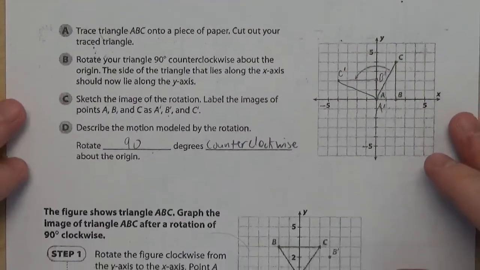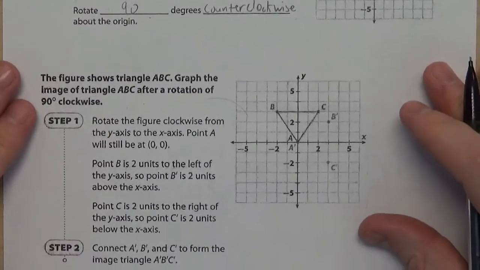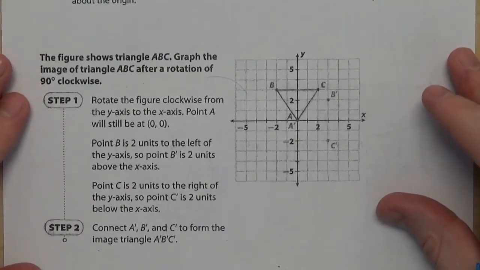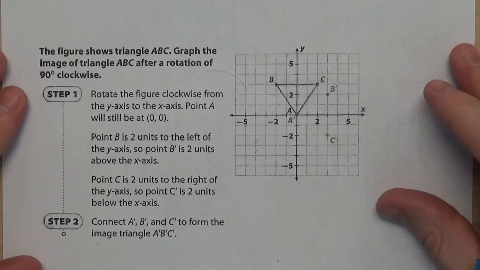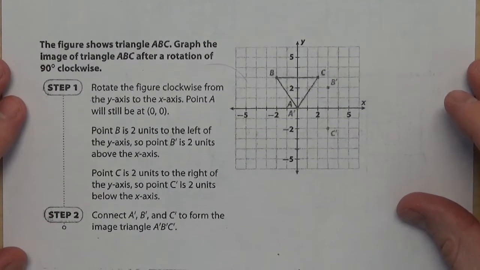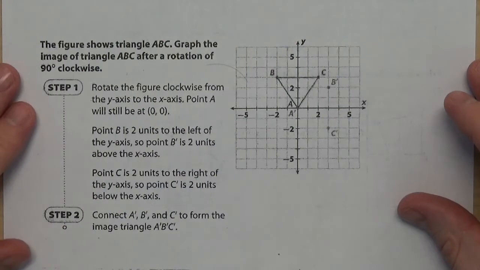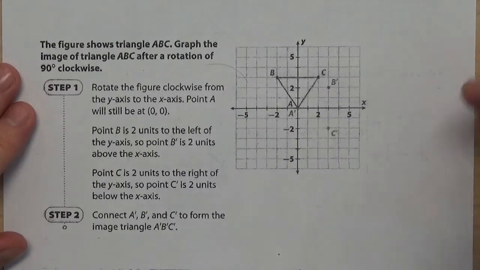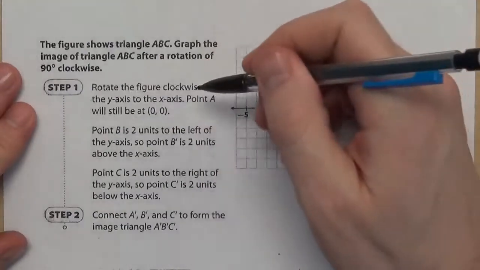All right, this next section is going to help us to see the steps for a rotation. It says the figure shows triangle ABC. Graph the image of triangle ABC after rotation 90 degrees clockwise this time. So we're going to go 90 degrees clockwise. Rotate the figure clockwise from the y-axis to the x-axis.